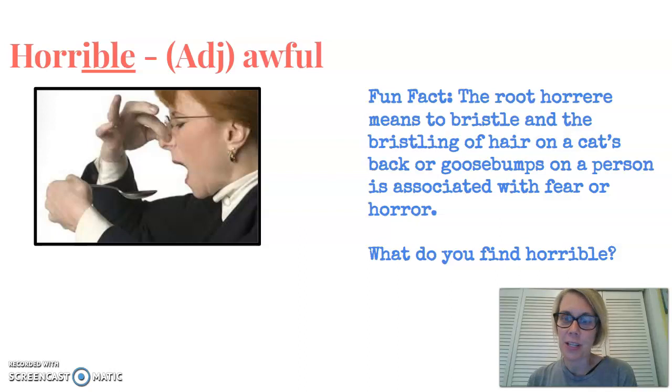The first word is horrible. Say horrible. The suffix is -ible. Adding -ible to the end of hor makes it horrible, makes it an adjective, meaning awful. What do you find horrible?